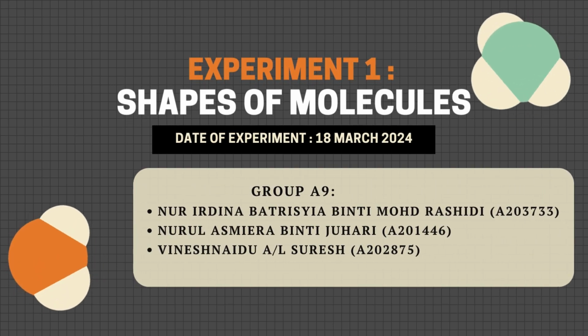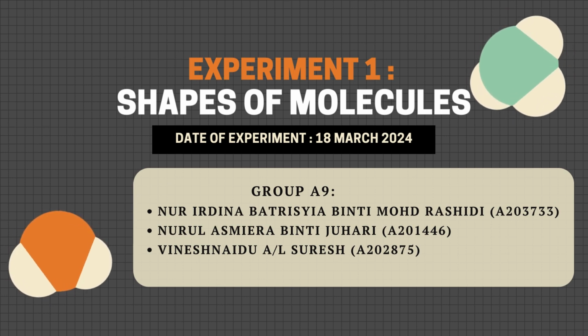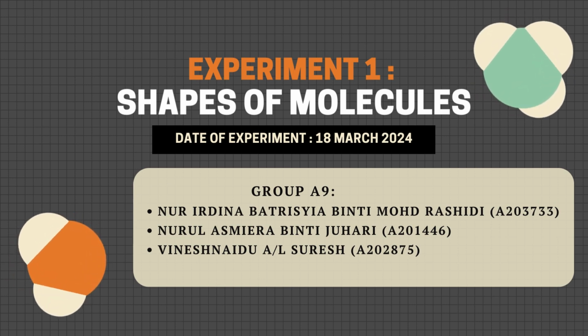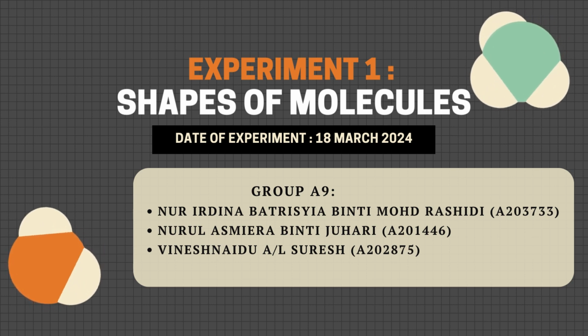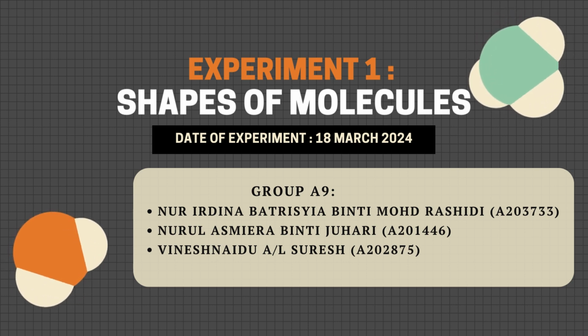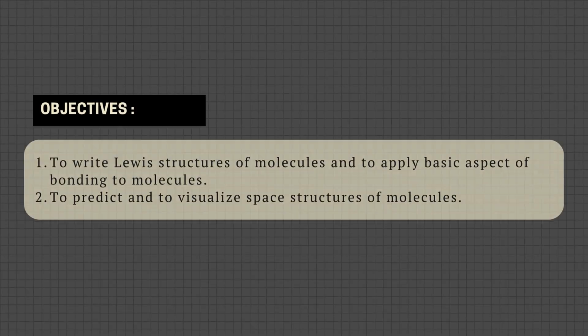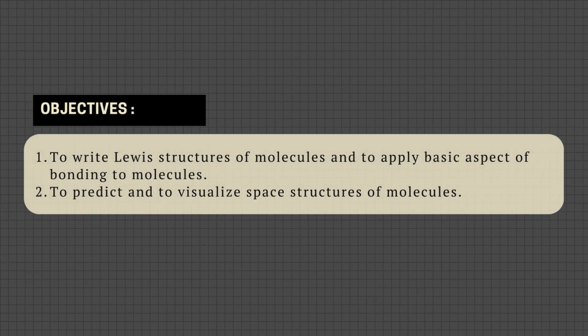So today we are going to discuss experiment 1, shapes of molecule, held on 18 March 2024. We are from group A9: me, myself, Irdina, Asmira and also Vinesh. The objective of this experiment is to write the Lewis structures of molecules and to apply basic aspects of bonding to molecules. The second one is to predict and to visualize the structures of the molecules.